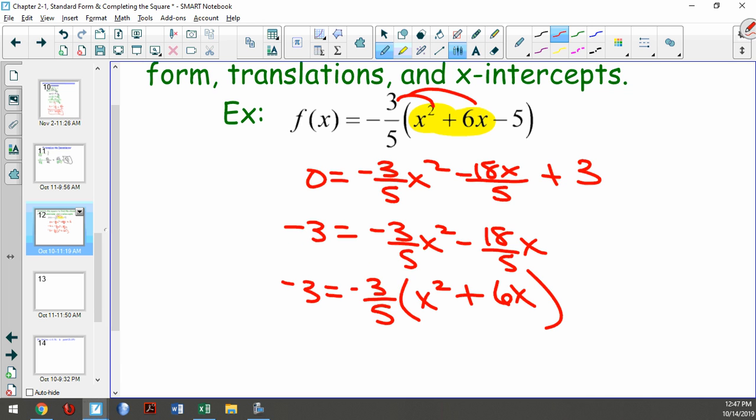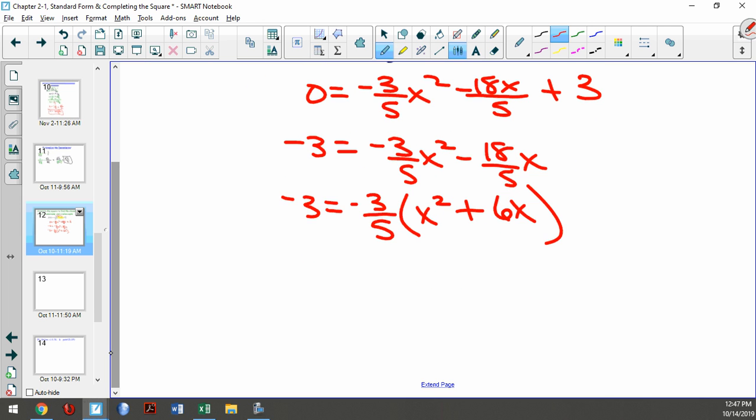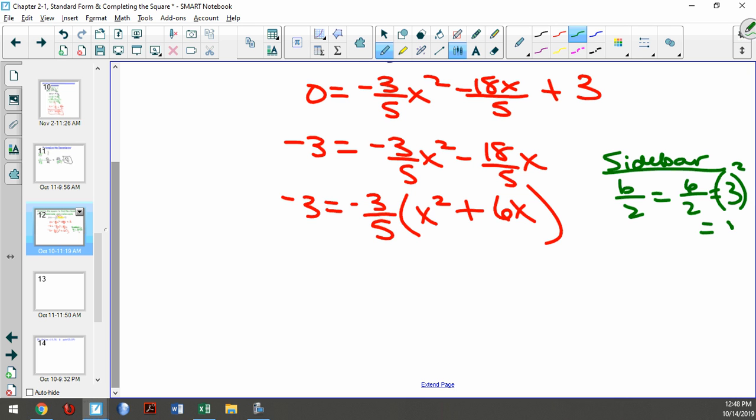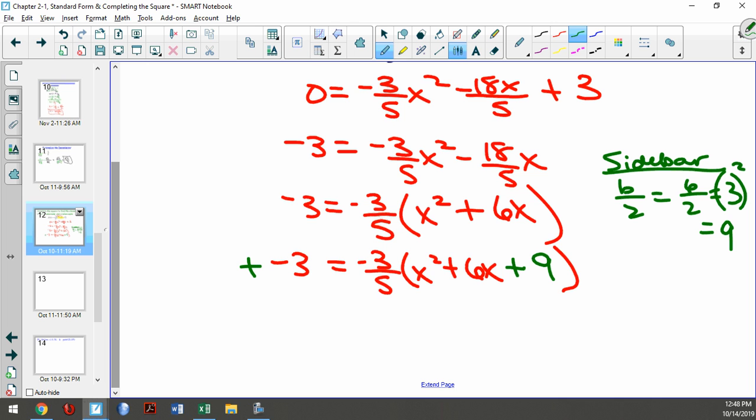Okay, so now, what do I need to do from here? Sidebar. Because I need to take my b value and do what? B divided by 2, so that's going to be 6 divided by 2, which is 3. And then what am I going to do with that 3? Square it, which is 9. So now I'm going to go ahead and add 9 where? Inside the parenthesis. So what I'm actually adding on both sides is what? Negative 3/5 times 9. Do we all understand that, yes or no?